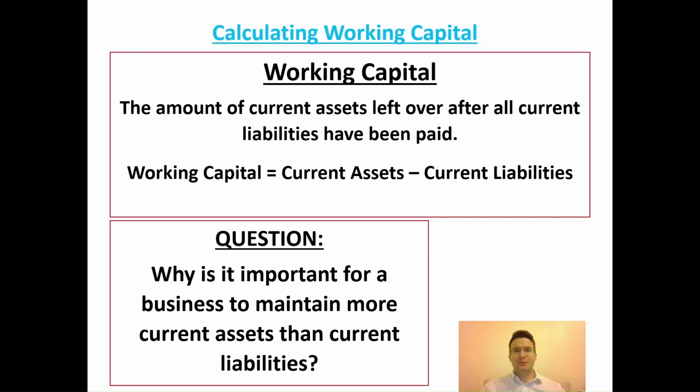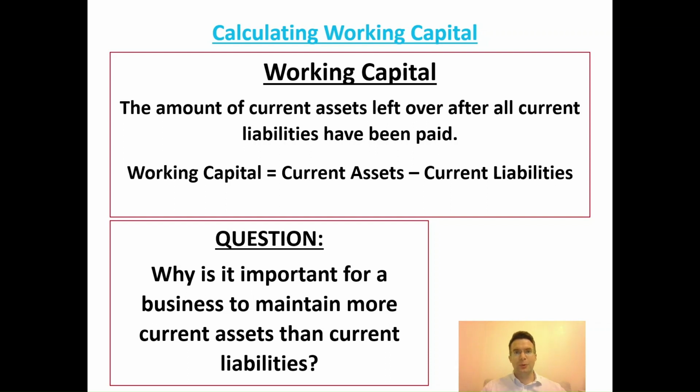Now, why is it such a vital formula? Well, essentially, it's taking our current assets, our debtors, our stock, and our cash, adding all that up, and taking away our current liabilities. These are things like our creditors. Now, essentially, we want this figure to come out as a positive number. We want it to be greater than 0 because we want to have more current assets than liabilities.